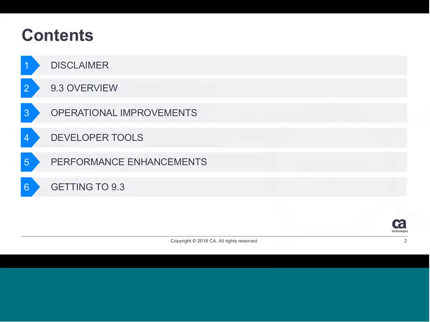So just a quick overview of what we're going to be talking about today. I'll do a quick overview that highlights some of the areas of focus that we've done for this release, and then I'll dive into some of the details around the operational improvements, enhancements and changes to the developer tools, and performance enhancements that we've done for the release. And then I'm also going to talk about a couple of initiatives that we've done during the release timeframe to enable our customer base to upgrade and continue using newer versions of the gateway going forward.